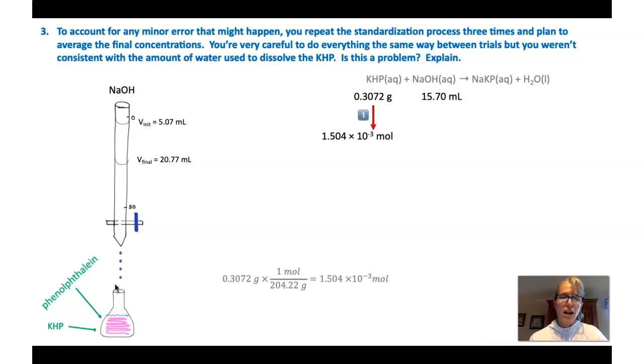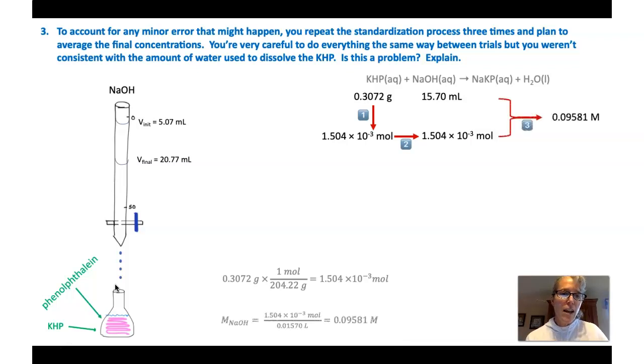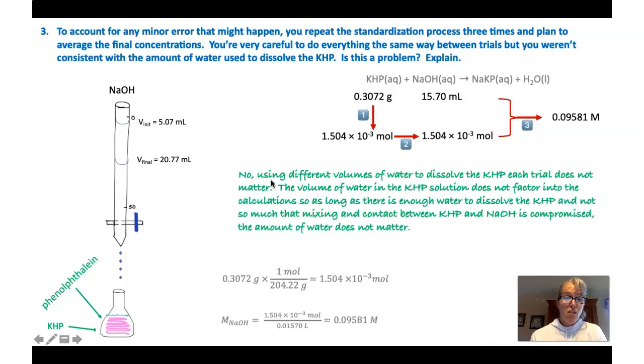So here we go. That mass gets converted to moles, and the moles of KHP gets converted to moles of sodium hydroxide, and then we'll use the volume and the moles to get the overall concentration of the sodium hydroxide. That's what should happen ideally. When we look at this, we haven't taken into consideration at all the volume of water that we would use. So what that means is it doesn't matter at all.